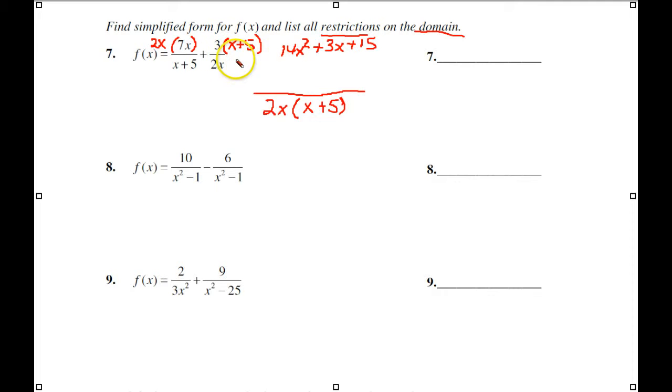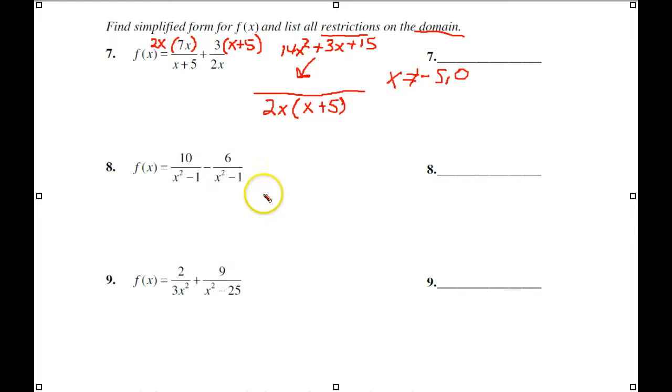So I stopped it to see if it was going to be more complicated. It's just multiplying these two together and getting 14x squared. Then distributing this, 3x plus 15, and that's the answer. So this just goes right over here. If I had to combine like terms, I would have to, and eventually that's the answer. And remember, x cannot be negative 5 or 0.